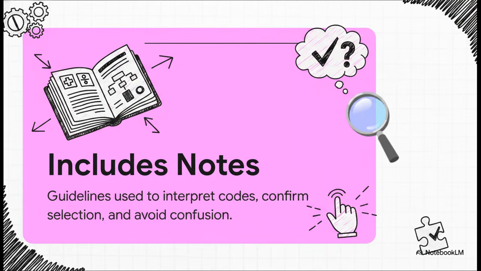Okay, let's dive right into this. What exactly is an includes note, anyway? By definition, includes notes are guidelines built right into the ICD-10-CM that help you interpret codes, confirm your code selection, and honestly avoid a ton of unnecessary confusion during the coding process. Think of them like a friendly little tap on the shoulder from the coding manual, just whispering, yep, you're in the right place, and here's what this section is all about.